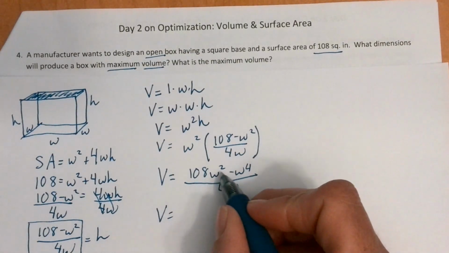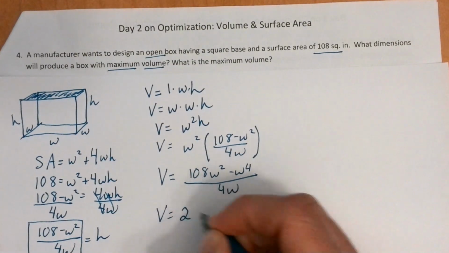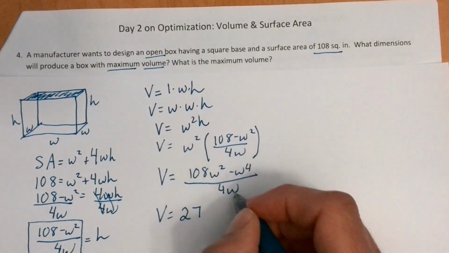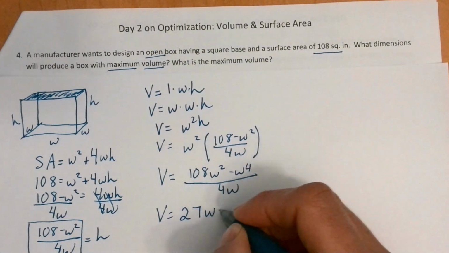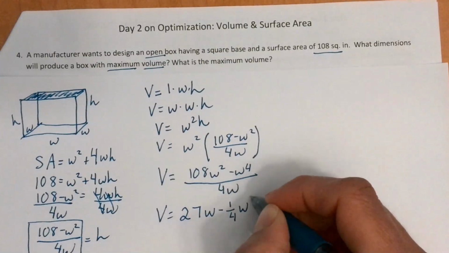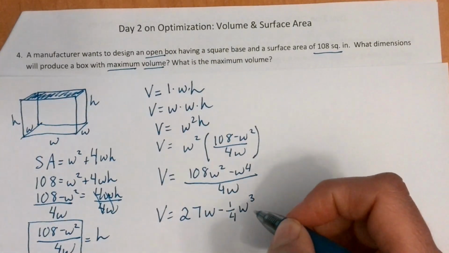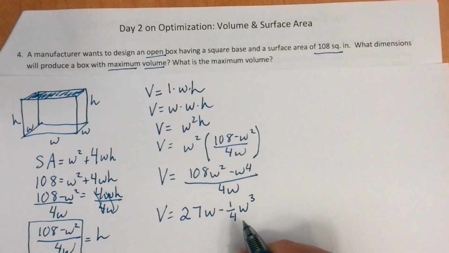So 108w squared divided by 4w, 108 divided by 4 is 27. W squared over w is w. And then I'm going to have minus 1/4 w to the 4th divided by w is w cubed. All right, so now I have a nice, simple volume formula, writing volume in terms of width.